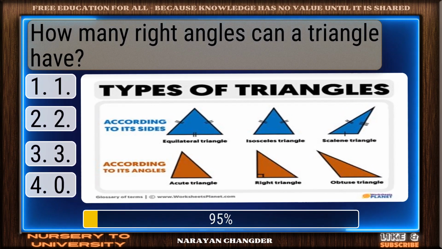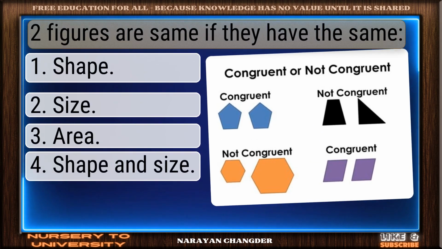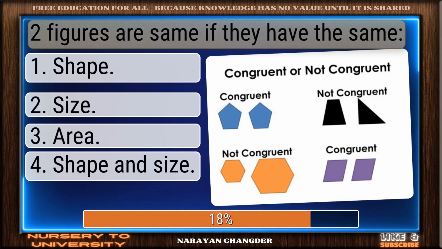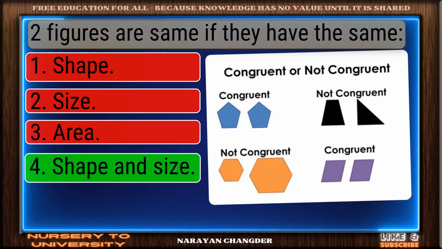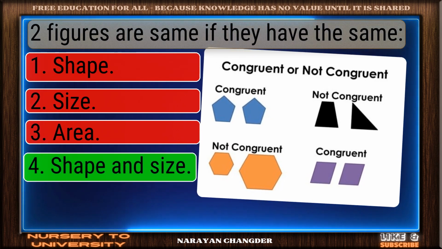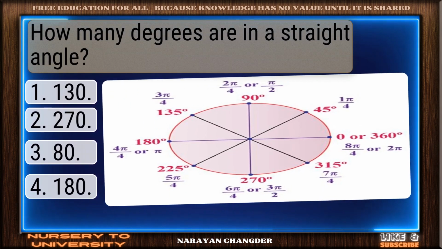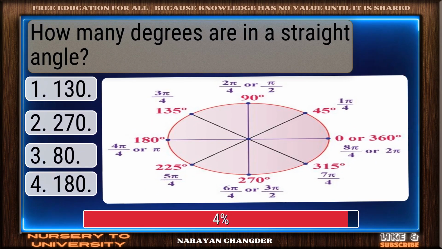Nicely done. 1 is a solid answer. Question number 226. Two figures are the same if they have the same. Excellent choice. Shape and size is the right answer. Question number 227. How many degrees are in a straight angle?